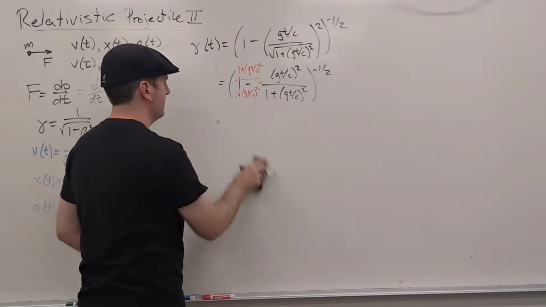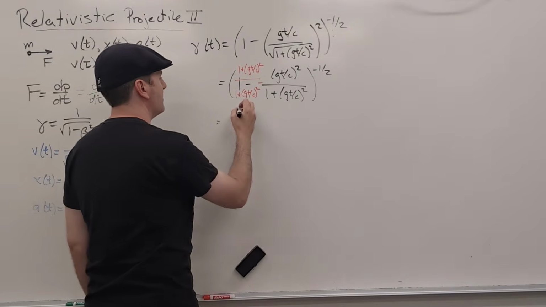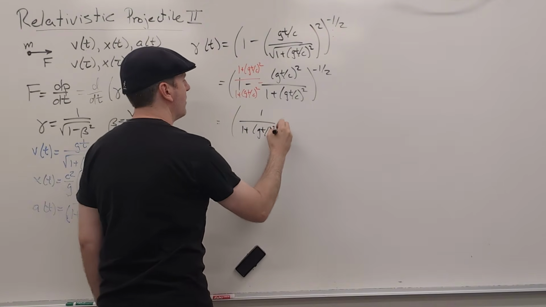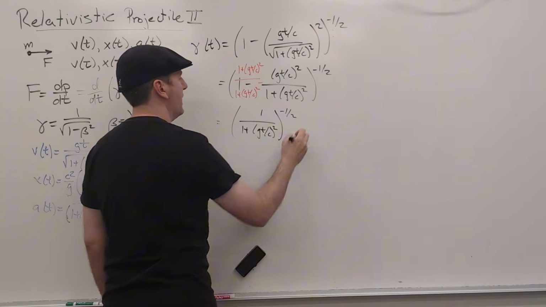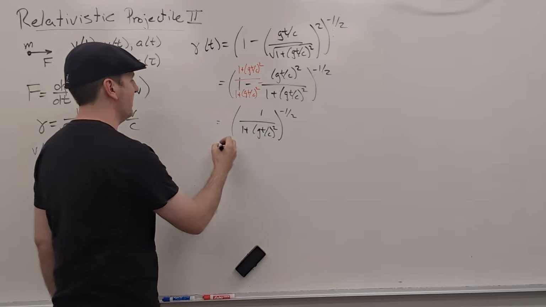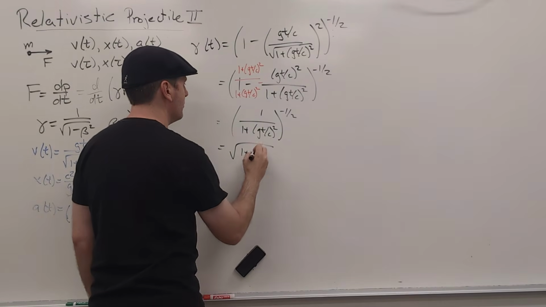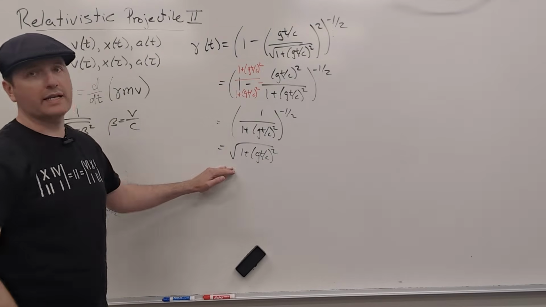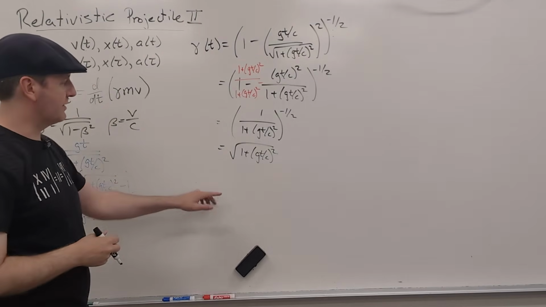Carefully, though, maybe I should take my time. So I'll write it out. 1 over 1 plus gt over c, quantity squared, all to the negative 1/2. That actually means this is going to flip up. It's going to be a square root in the numerator. Okay, so that's gamma of t, and it came out kind of nicely, like as I promised.